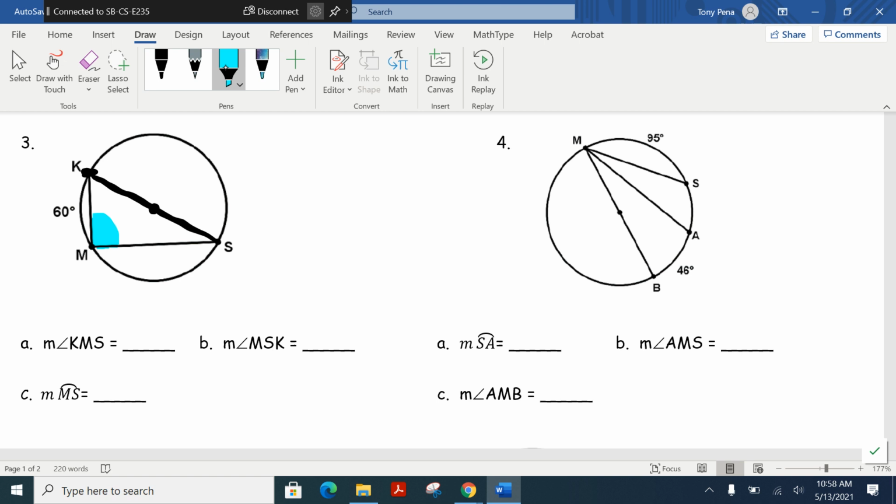So what that means is if this is cutting it in half, if there's 360 degrees around a circle in its entirety and we cut that in half, doesn't this blue arc then from K through S, doesn't that have to be 1/2 of 360 degrees? It's got to be 180.